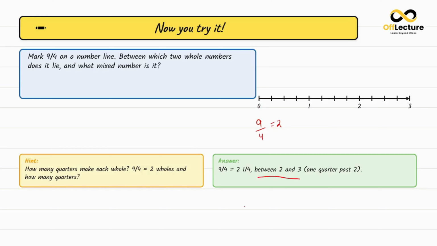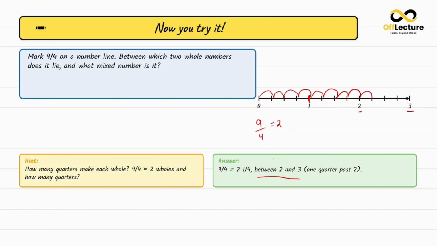It will lie between 2 and 3 because we will jump 9 times from 1. We have created 4 equal parts. So 1, 2, 3, 4, 5, 6, 7, 8, and 9. So we have reached between 2 and 3.